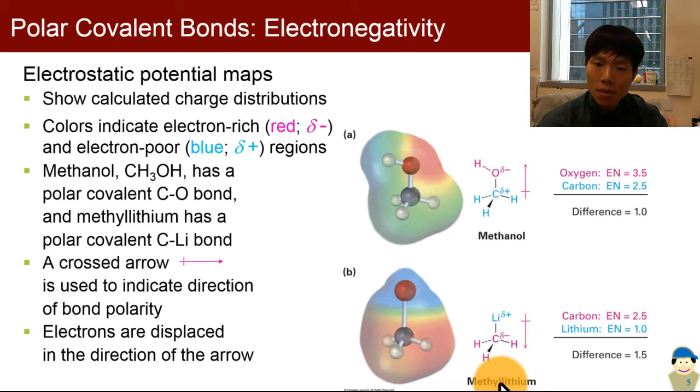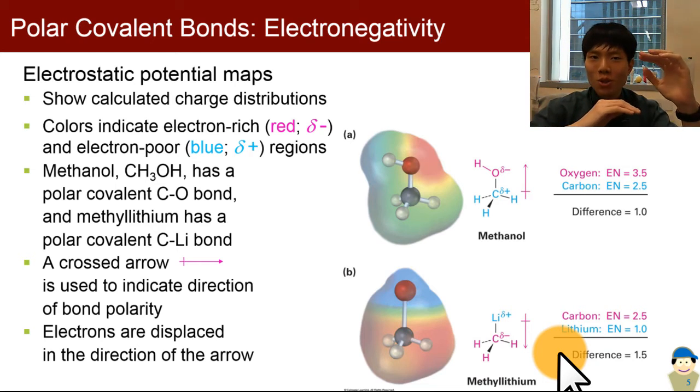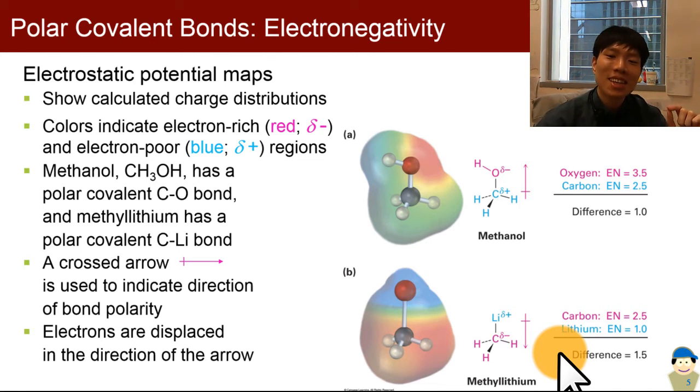Now in methyl lithium, lithium is a very strong group 1 metal, your alkali metal. The difference between carbon and lithium, 2.5 subtract 1, you get 1.5. So 1.5 is almost on the cusp of having an ionic bond. So it's in between covalent and ionic.